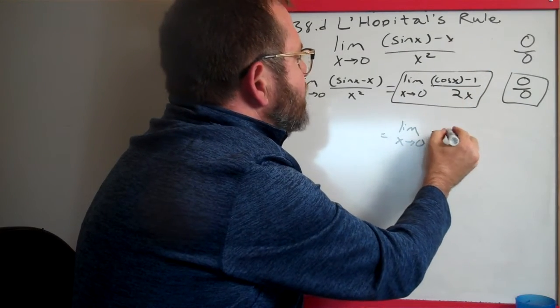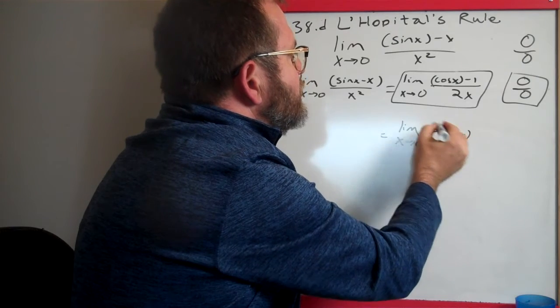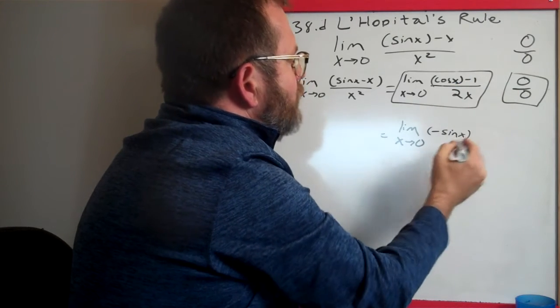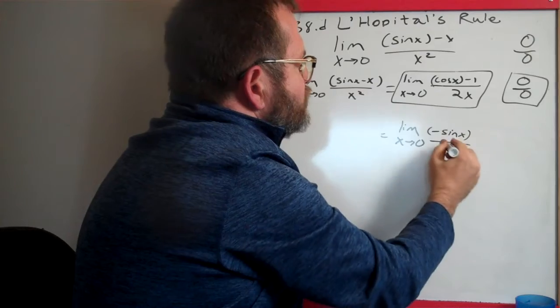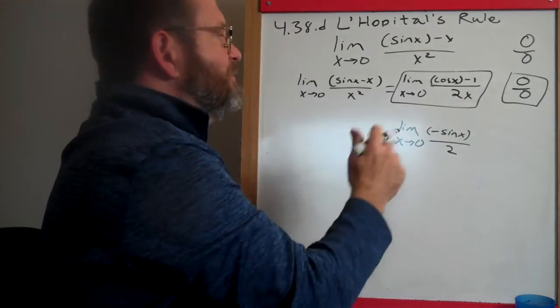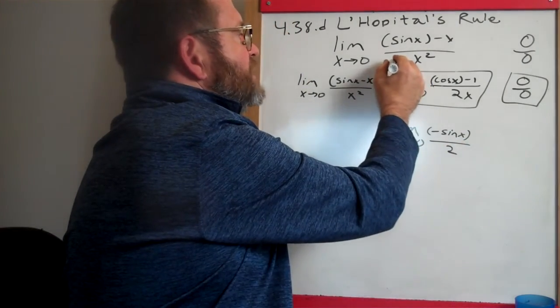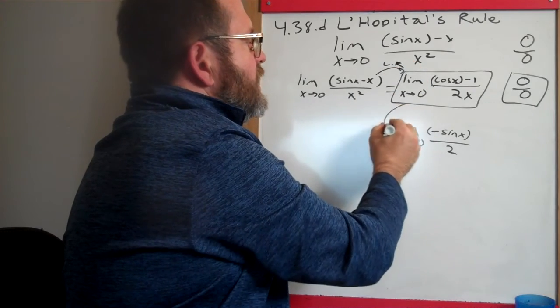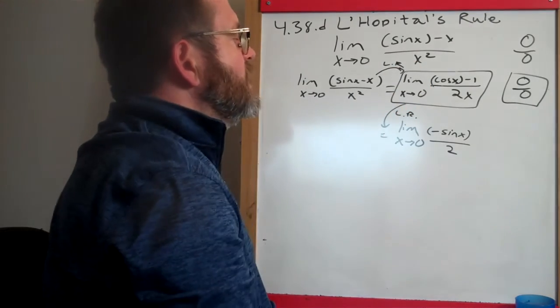Okay, what's the derivative of cosine? It's negative sine. Derivative of minus 1 is just 0. Derivative of this is just 2. All right? Another application. So we did L'Hopital's rule twice. L'Hopital's rule here and L'Hopital's rule here.